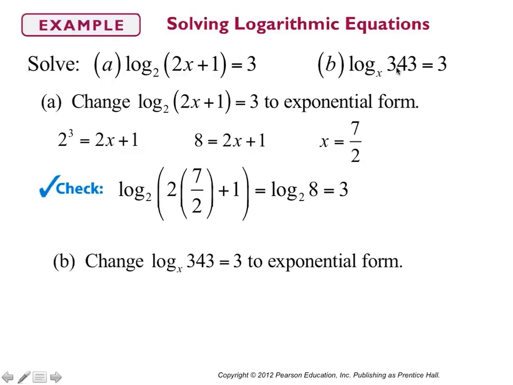Now this one here, log base x of 343 equals 3. So we change this into an exponential. All right, x was our base, so it's our base down here. The 3 was by itself, so it's our exponent. So we have x to the third equals 343.